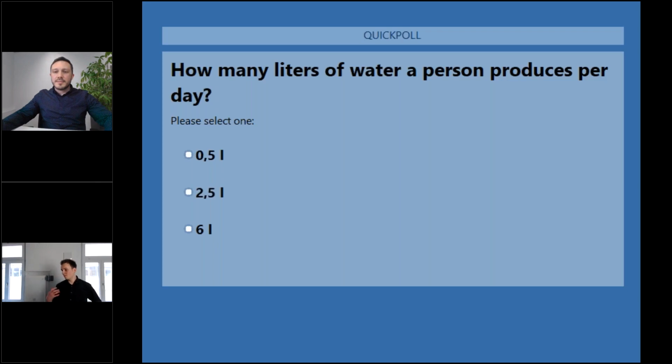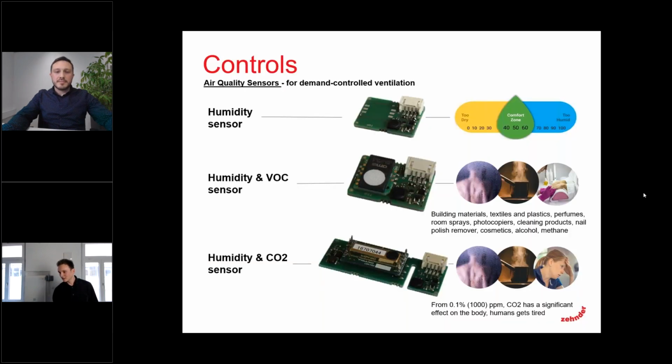So you know, we are producing moisture by breathing, taking a shower, cooking, cleaning, things like that. So now I think we can close this session. 70% said 2.5 liters, which is actually the correct answer. 10% said 0.5 and 20% said 6 liters. Okay, so that shows the right choice.